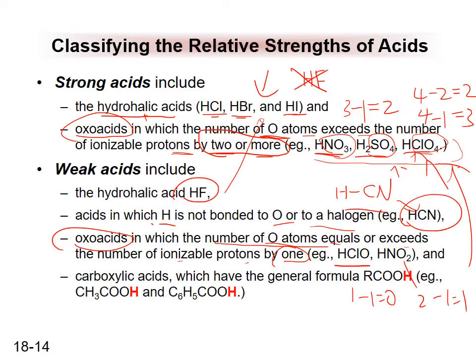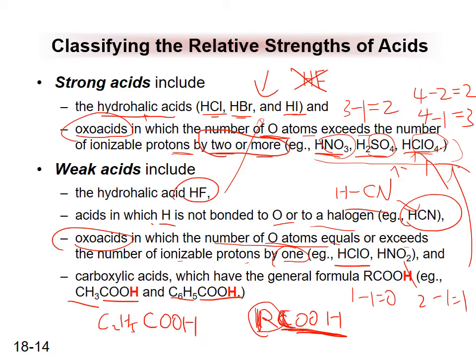Next are organic acids. Organic acids have the formula RCOOH. Whenever you see COOH, that's an organic acid. An organic acid can attach to different R groups, for example CH3COOH, C6H5COOH, or C2H5COOH. Whenever you see this group, organic acids, they are weak acids. So these are weak acids, and those are strong acids.